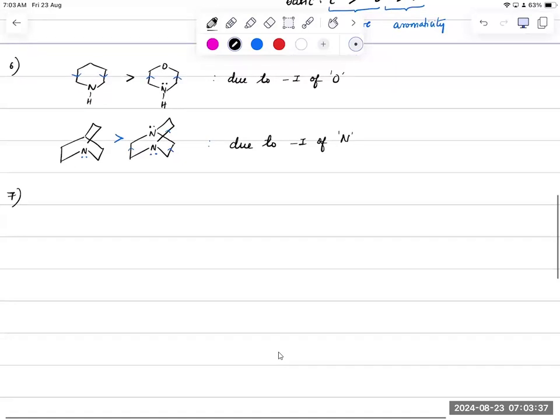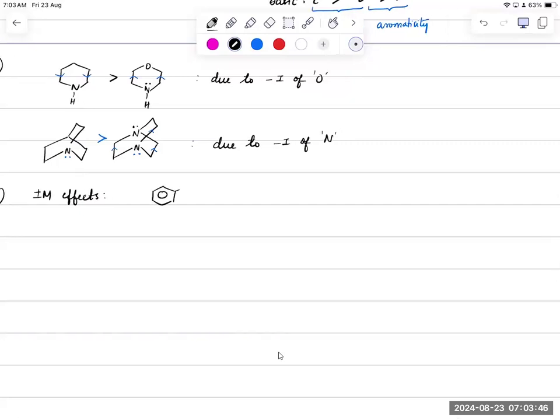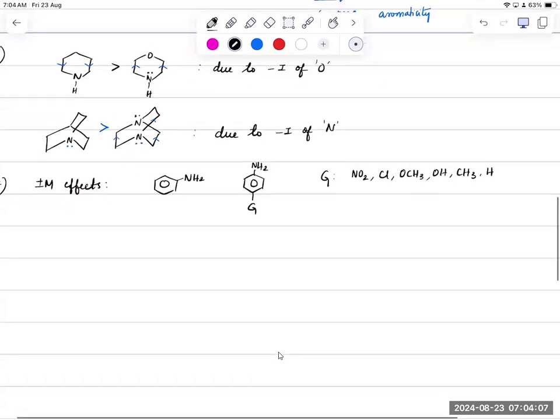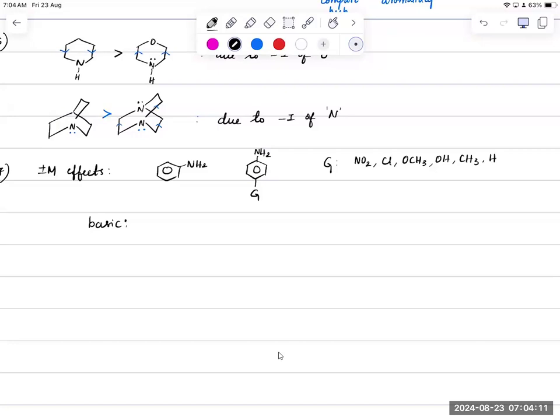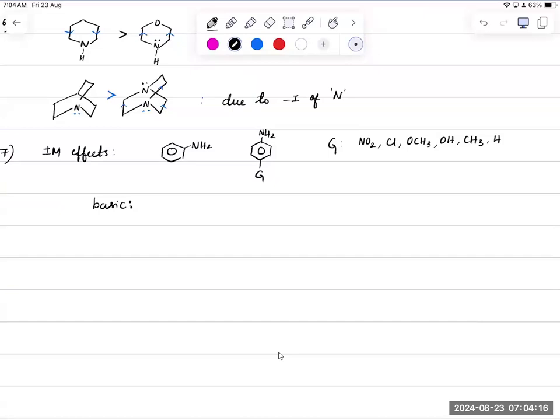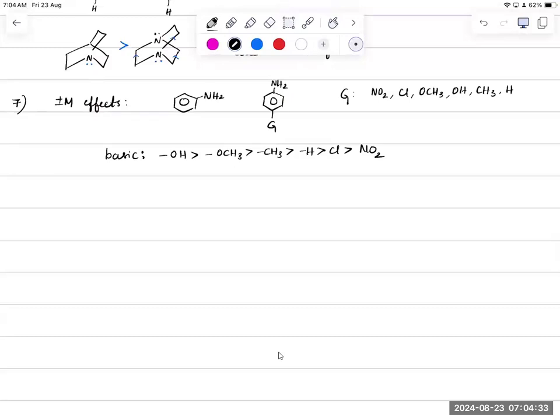Seventh one, if you notice, plus M and minus M effects. That is, in case you have aniline with a group G, this is what I need to compare. And the G group is NO2, chlorine, OCH3, OH, and CH3, right? And H. If these are the cases, then basic character depends upon whichever is most donating towards benzene. The most donating in this case will be OH, then we have OCH3, then we have CH3, then hydrogen is better than chlorine, then NO2. Okay, this will be the order. This is due to plus M or minus M effect or even hyperconjugation. Those kind of effects, whenever you keep it, that will be more basic in nature.